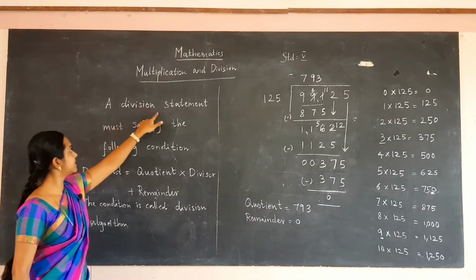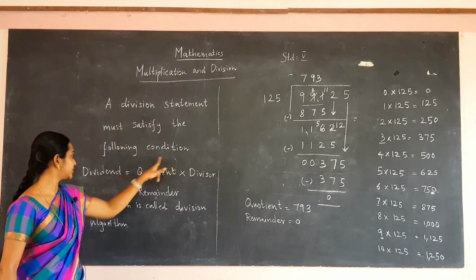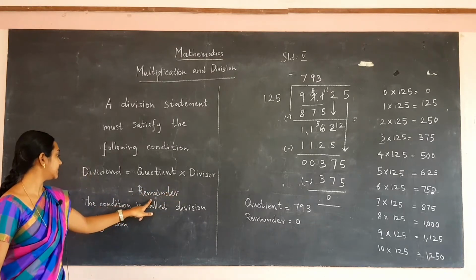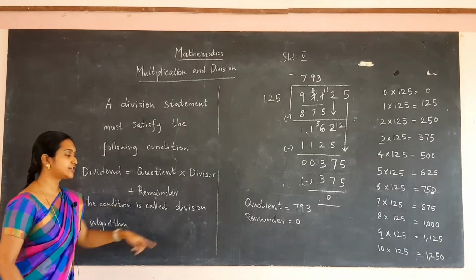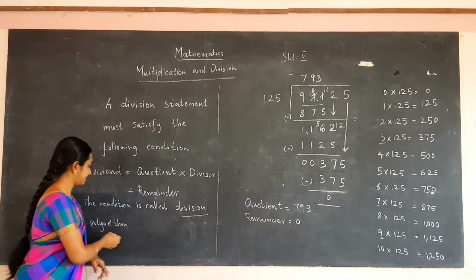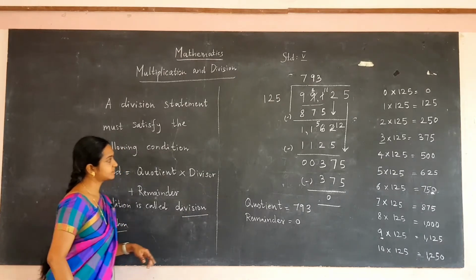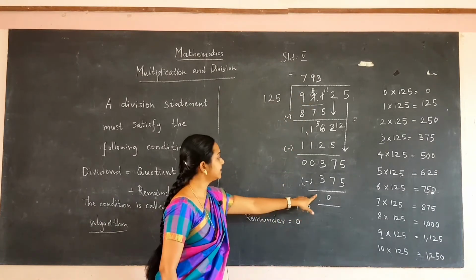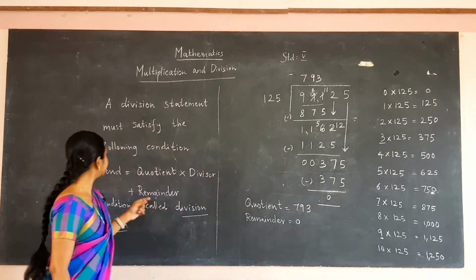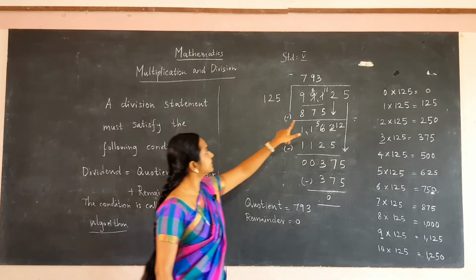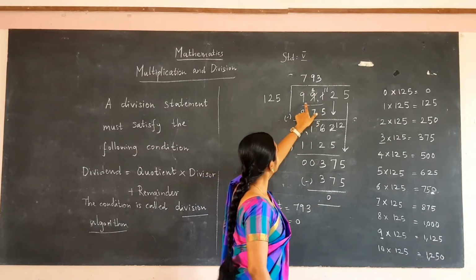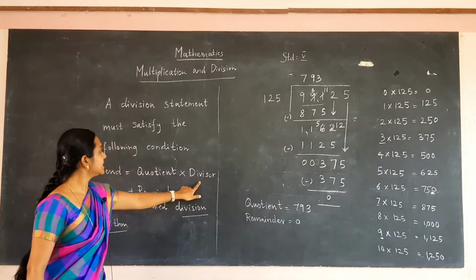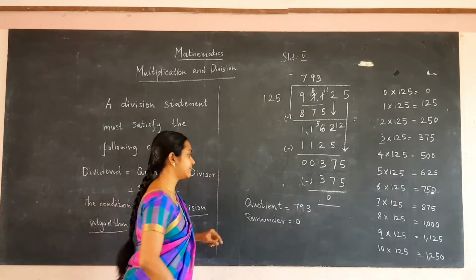A division statement must satisfy the following condition. Dividend equal to quotient into divisor plus remainder. The condition is called division algorithm. You know that quotient is 793 and the remainder is 0. Then what will be the dividend? Dividend will be 99,125 and divisor will be 125.